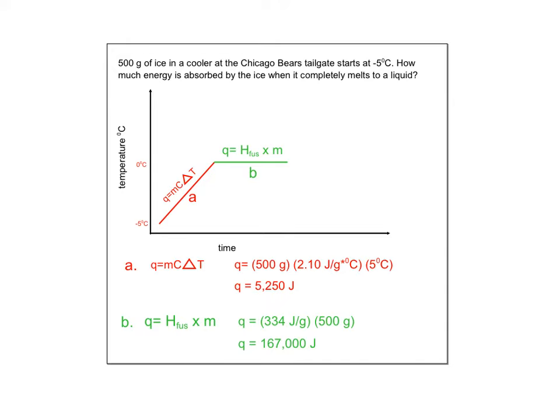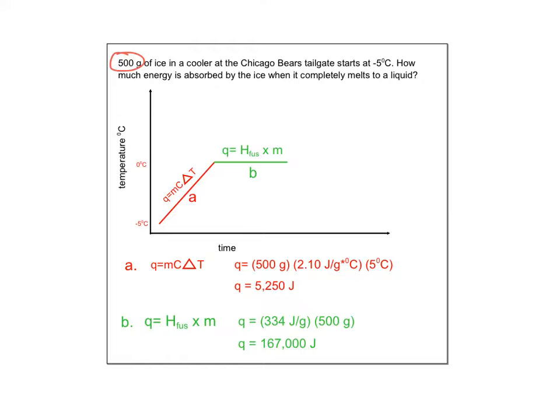Now I'm going to plug and chug for line segment B. This is where we're melting. We're going to take the heat of fusion of water times the mass. The heat of fusion of water is 334 joules per gram, again, given to you on an earlier slide. And the mass is still 500 grams. Multiply those, and we get a Q value of 167,000 joules. That's the amount of energy required to melt all of the ice in the cooler, to completely melt it.